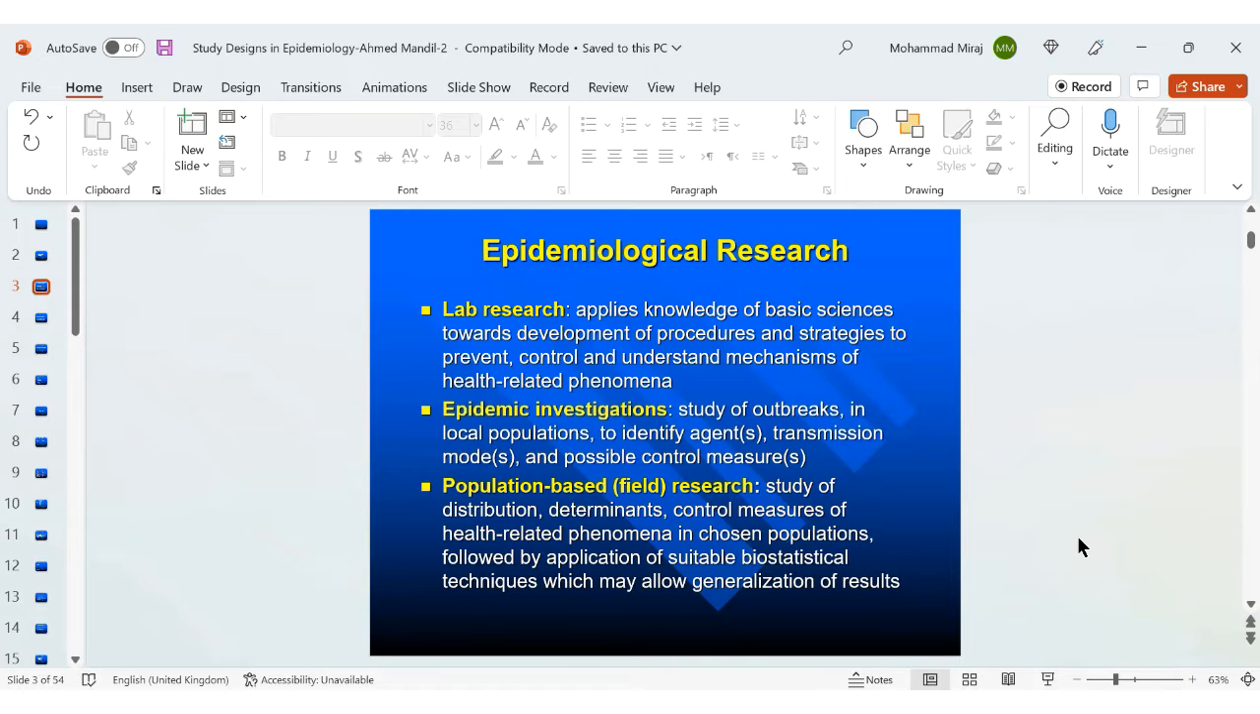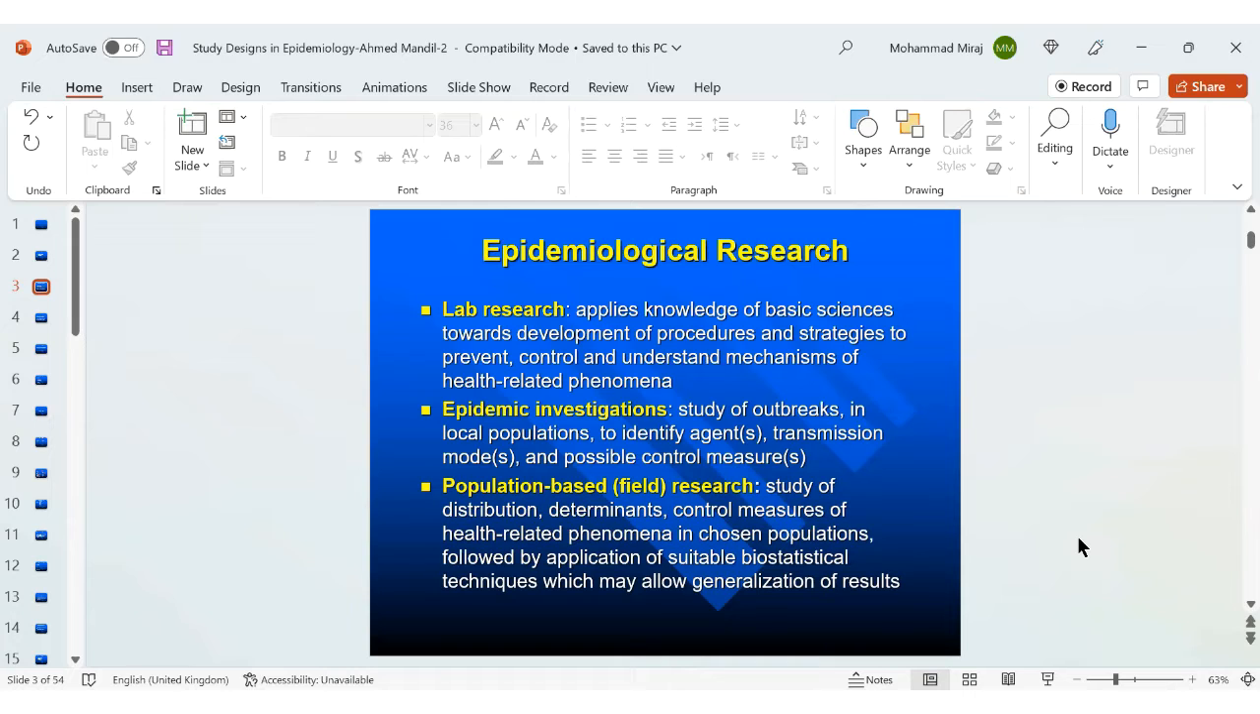And then the third will be population based research, where we are going to study all the population parameters in terms of what the determinants are, how gender or sex is going to affect the disease outcomes, and what the various control measures of the health related phenomena are in a chosen population, followed by the application of biostatistical techniques, whether we are going to go for a parametric test or a non-parametric test. Parametric and non-parametric will depend on the type of variable you have, whether nominal, ordinal, interval, or ratio. And these techniques basically help you generalize the results that you got from your studies.